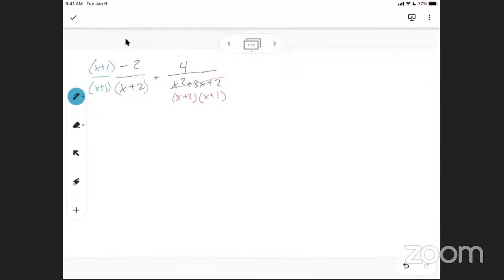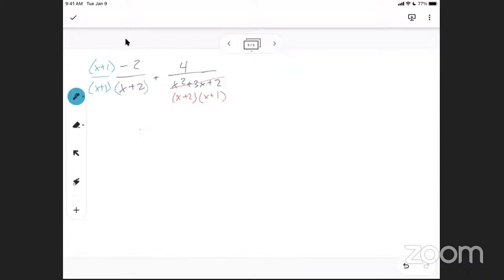Do you understand what I'm doing? Does that make sense? Yeah. I had to multiply, this fraction was missing the X plus 1. So I had to multiply it on the bottom and the top. Okay. And so now let's simplify that.